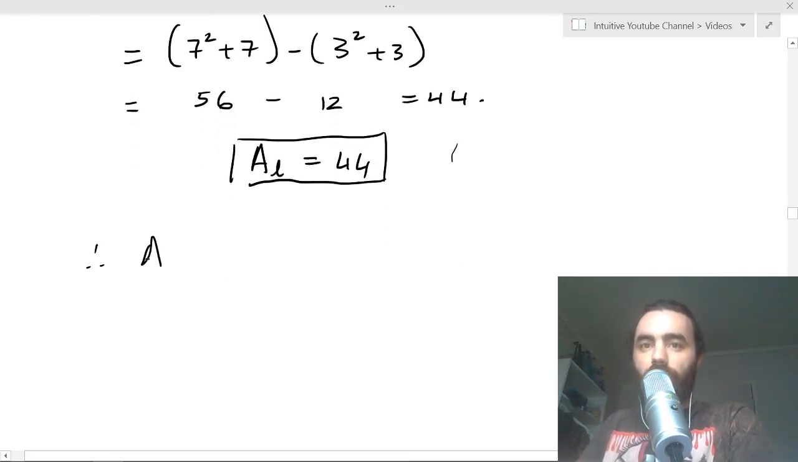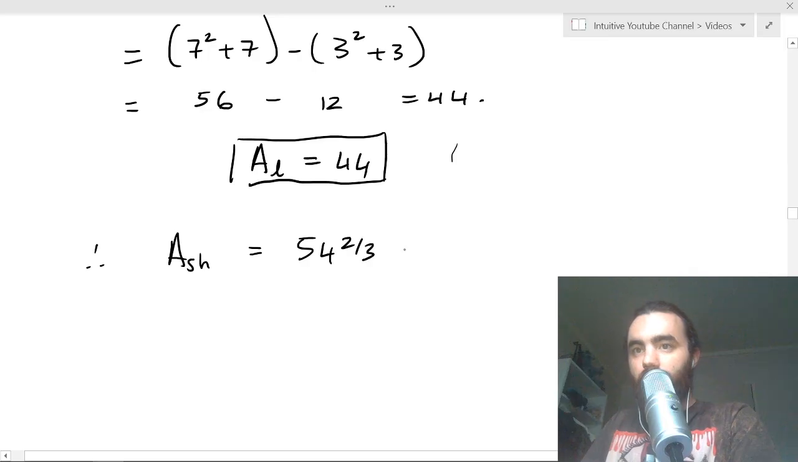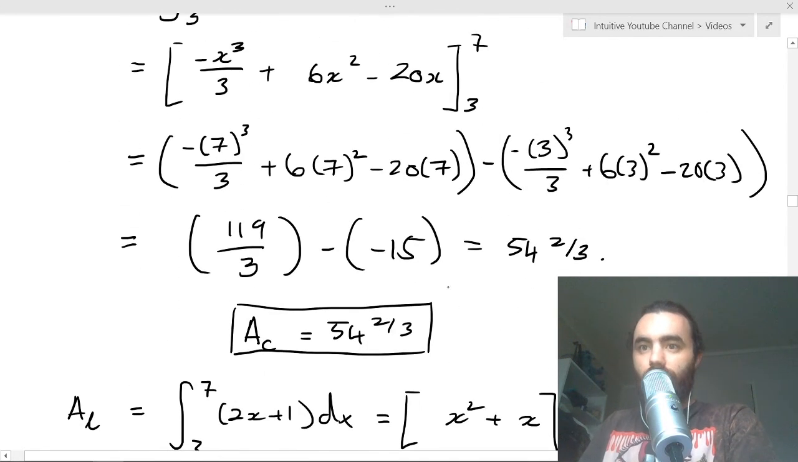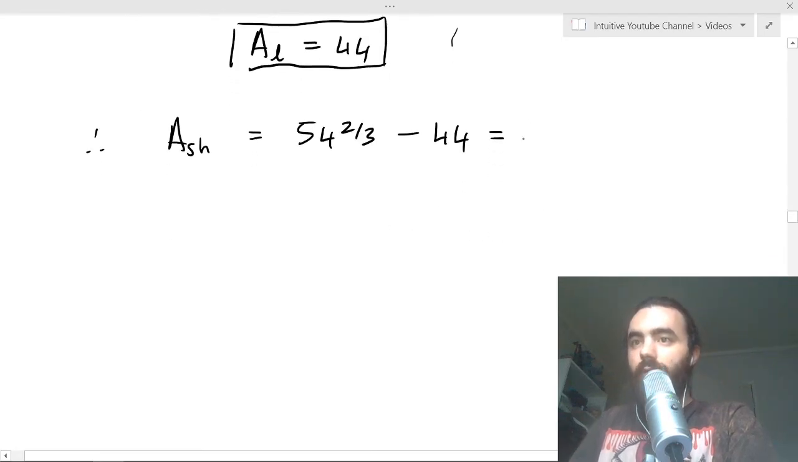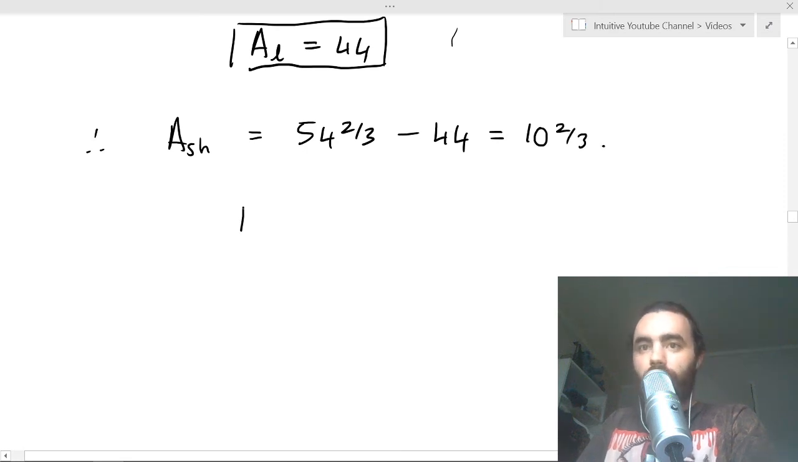So therefore, finally, the area of the shaded region is equal to 54 and 2/3, which is the area under the curve between 7 and 3, or 3 and 7, minus 44, the area under the line between 3 and 7, which equals 10 and 2/3. So the area of the shaded region equals 10 and 2/3, and that one was 8 marks, that's a lot.